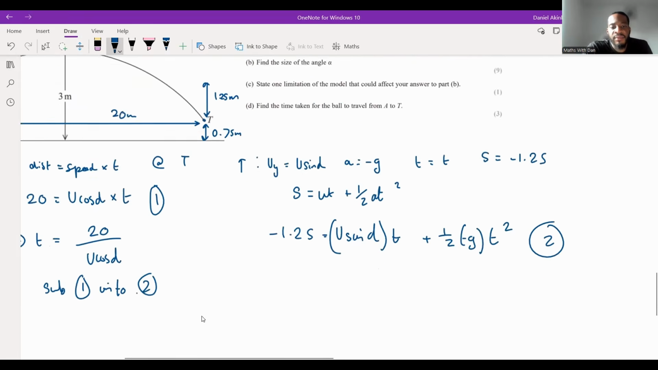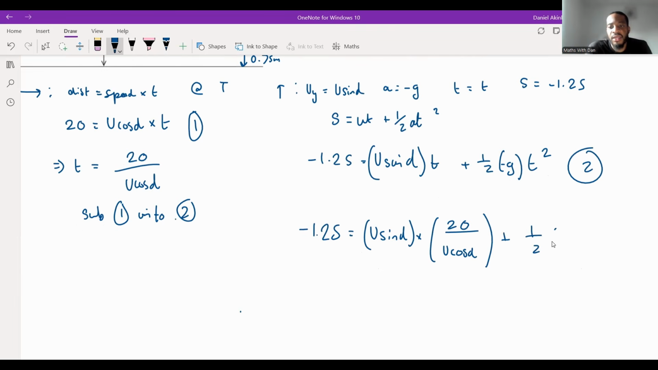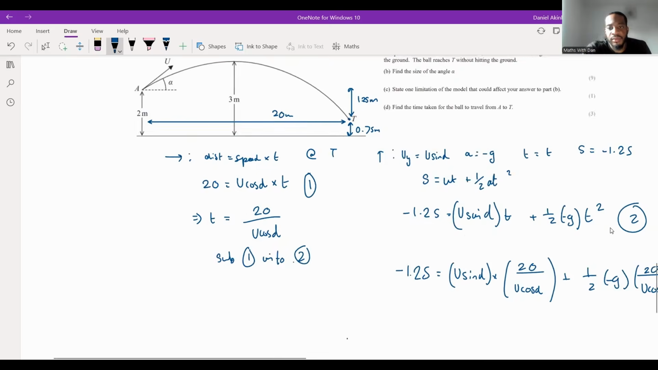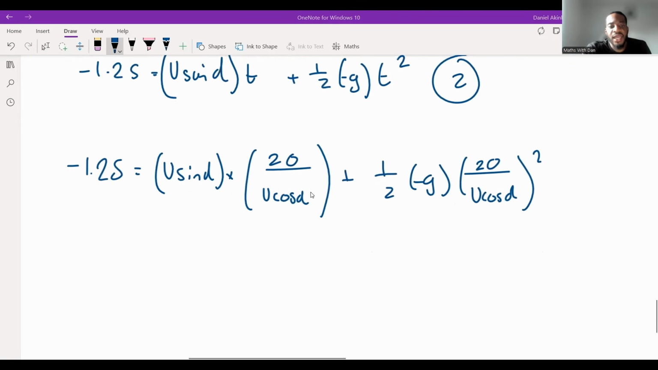That would be minus 1.25 is going to equal u sine alpha multiplied by t, which is going to be 20 over u cos alpha, like that, plus a half, and then minus g, and then 20 over u cos alpha all squared. Everybody happy with that so far? Before I continue, all good? Yeah, good stuff. Brilliant. So now let's tidy everything up then.